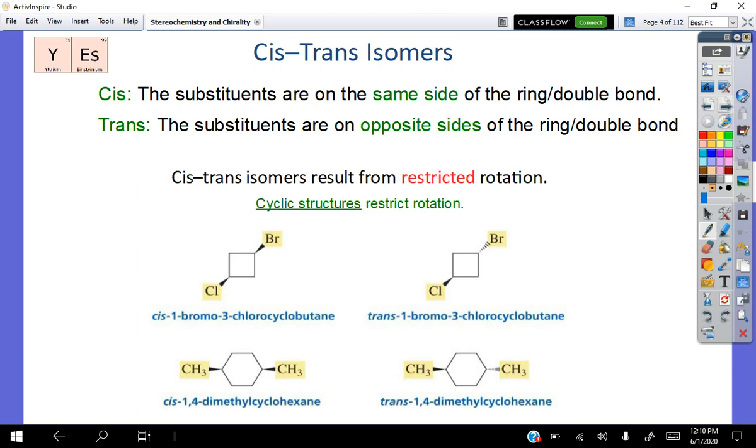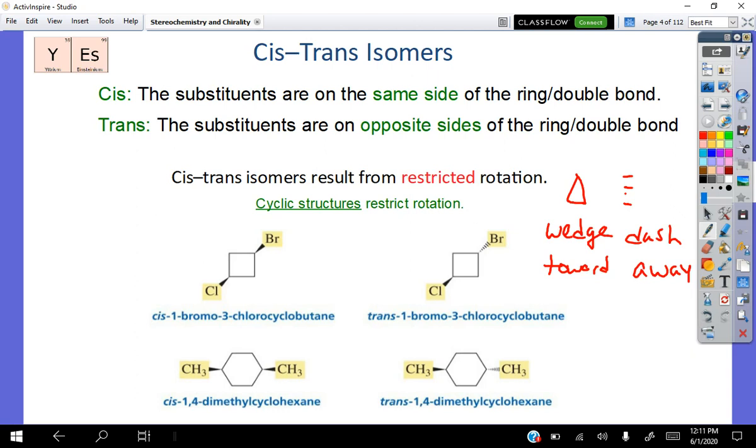They cannot interconvert easily. So one thing we need to talk about, just as a reminder, we have our wedge and our dashes. So with the wedge that is pointing towards you, if you imagine the molecule as a flat molecule, even though we know it's not flat, a wedge indicates something that is pointing towards you out of the plane of the paper, and a dash is away from you.